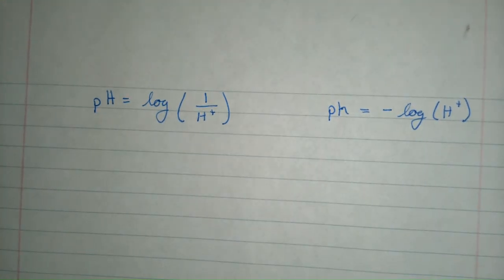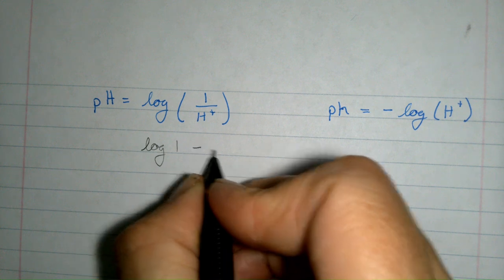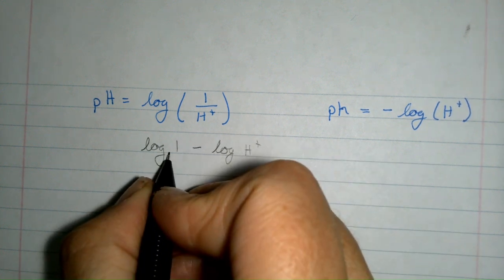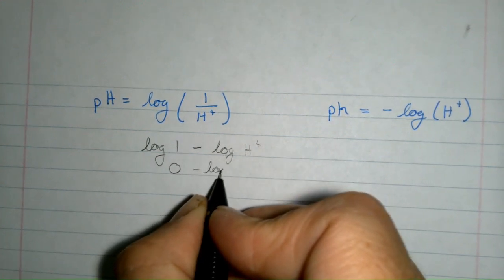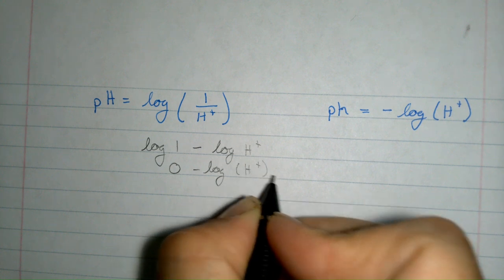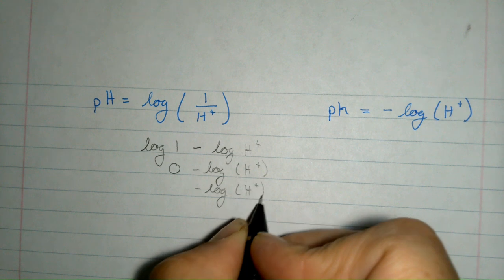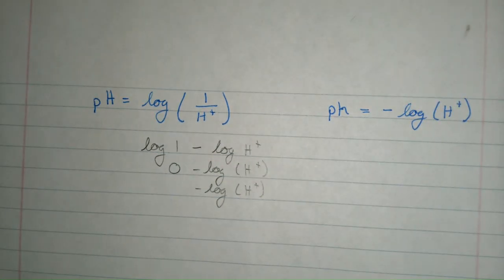Why? Well, if I expand this, log of 1 minus log of H plus, remember 10 to some power is 1. Oh, that's 0. So we just have negative log of our hydrogen atoms. So pH is going to be your acidity. Your concentration of hydrogen atoms is usually in moles per liter.